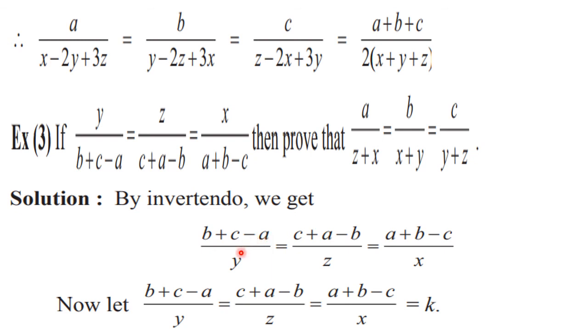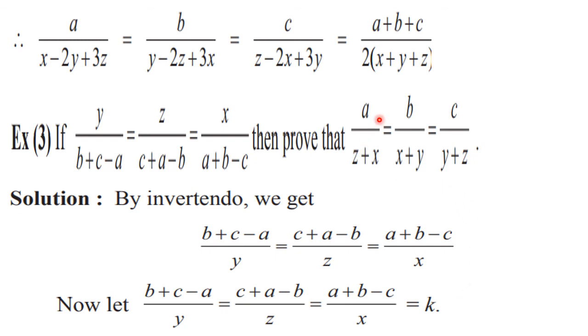Invertendo means numerator and denominator position you need to exchange. So by invertendo, we will get b plus c minus a upon y is equal to c plus a minus b upon z is equal to a plus b minus c upon x. And these new ratios now we will consider as k. Okay. Don't take the original ratios as k. Here, new ratios, whatever we have got by invertendo, take them as k. Why to take as k? Because everywhere then we need not write each ratio.